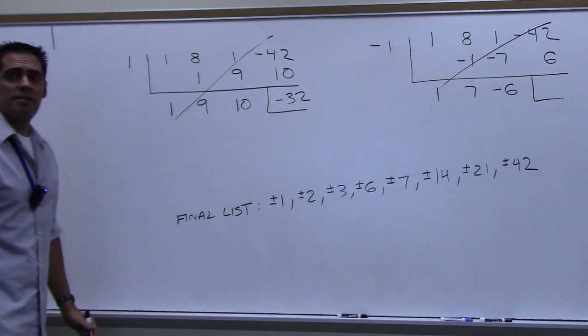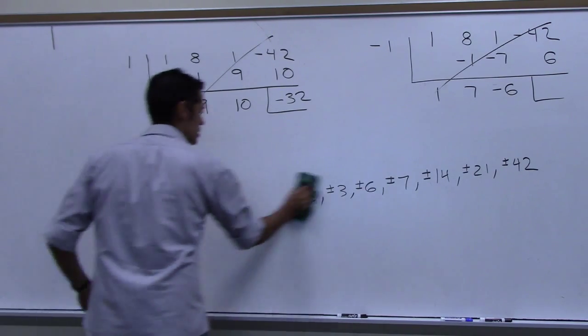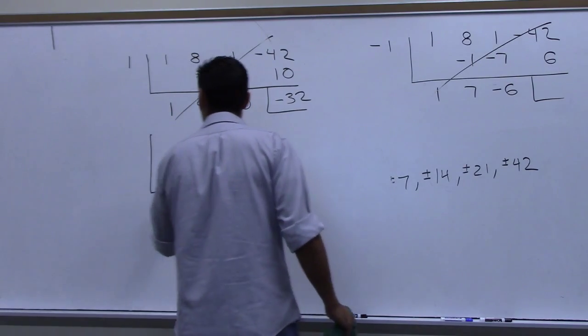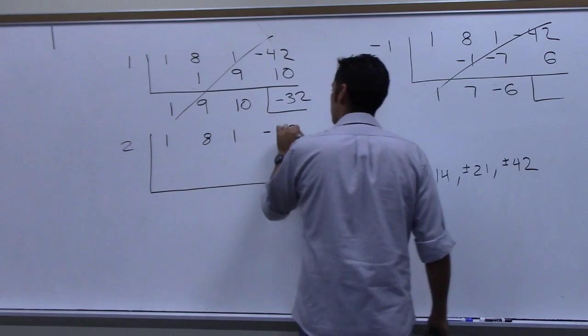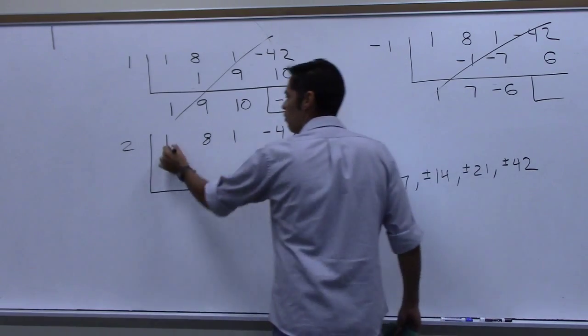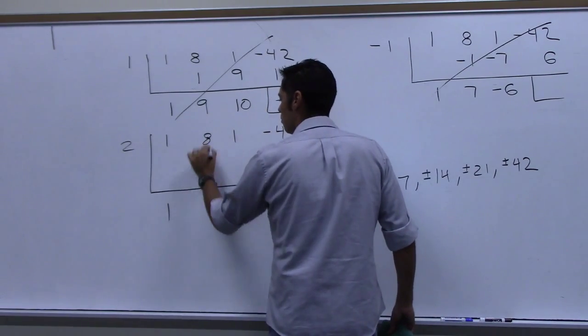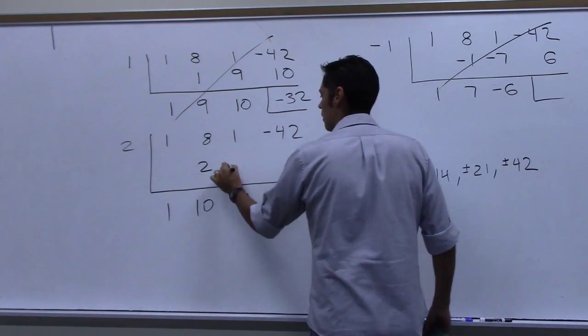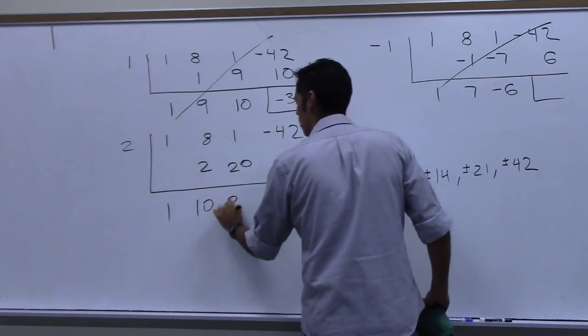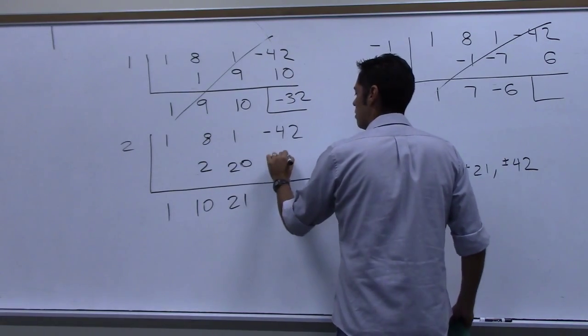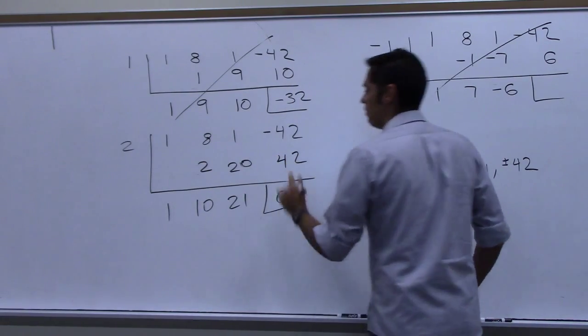Okay, what would be my next number? 2. Okay, so let's go to 2 now. 2, 1, 8, 1, negative 42. And then now 1 comes down. 2, we just did this, didn't we? Yeah, 20, and then 21, and then 42, and then 0.